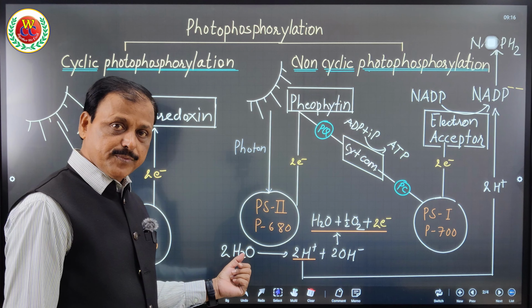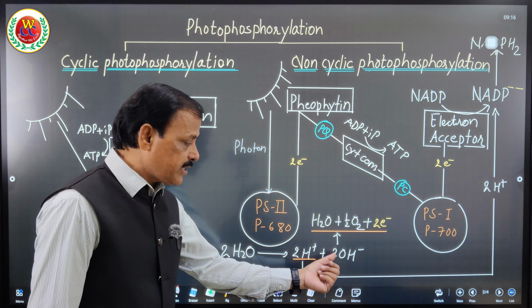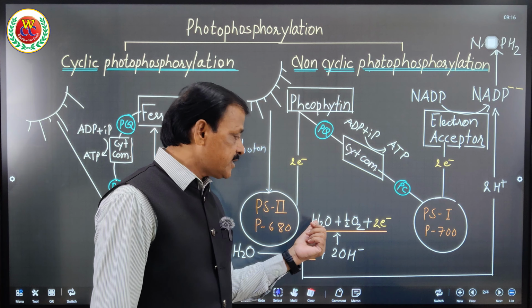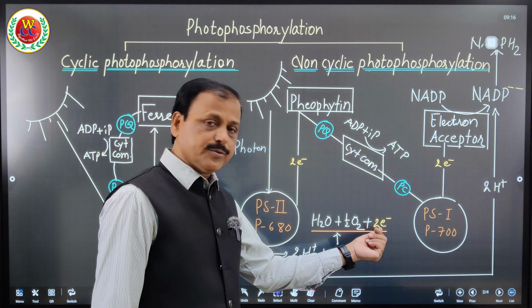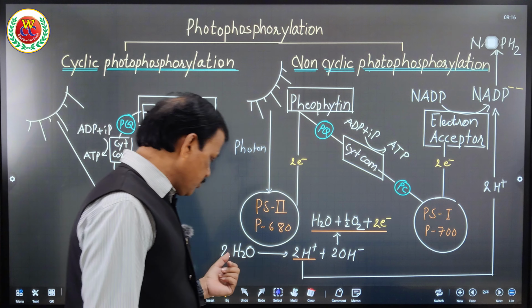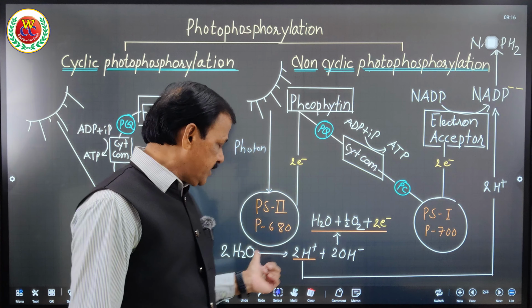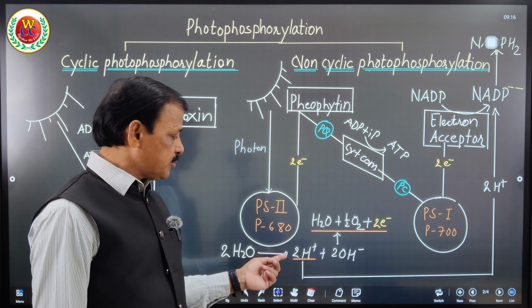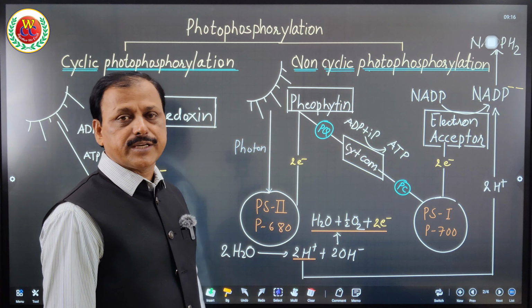Each 2 molecules of H2O... Therefore, 12 molecules of H2O will break into 12 molecules of hydrogen and 12 molecules of OH, producing 6 molecules of H2O and 6 molecules of O2 with the release of 12 molecules of electrons. But every 2 molecules of H2O release 2 molecules of electrons, and therefore it is shown with this process that 2 molecules of H2O photolyze into 2 molecules of proton and 2 molecules of hydroxyl.